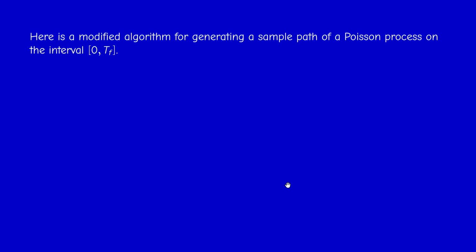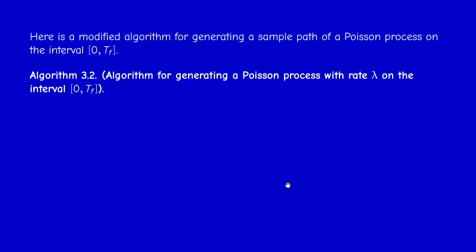Now there is another problem. Unlike the previous algorithm, we can provide a second algorithm where we want to simulate a sample path of a Poisson process on a prescribed interval 0 to T, which I call capital TF, the final time. In the previous algorithm we gave the number of jumps. Here we don't know the number of jumps in advance, but we know the final time. So we want to simulate a Poisson process on a finite interval 0 to TF.